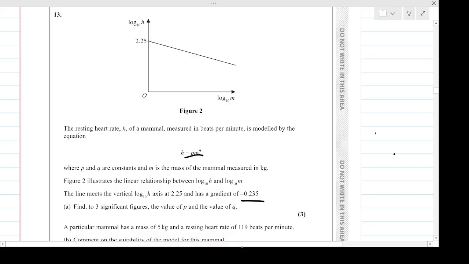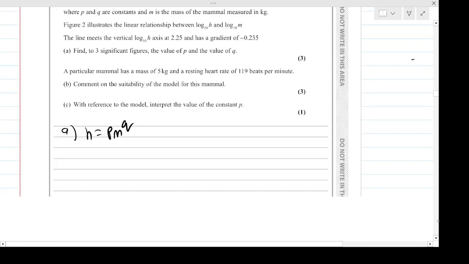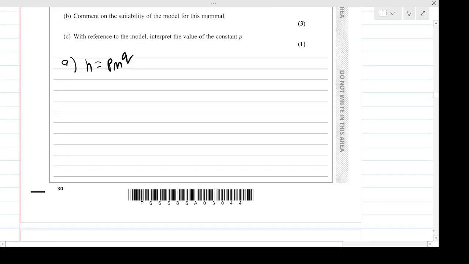So actually, if you practice enough of these sort of questions, these are linearization questions. These are like using logs to convert into straight lines. So if we're going to use logs here, we start with this equation. We want to find p and q. We can take logs. So log h is log p m to the q. Again, if I'm not specifying a base, it's log 10. Okay, but anyway, so take logs.